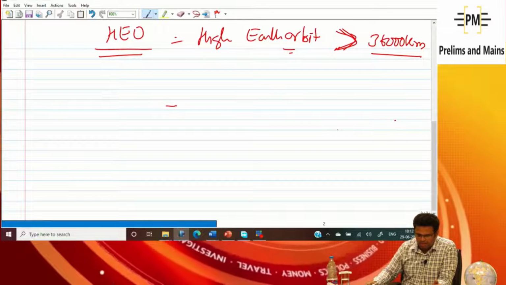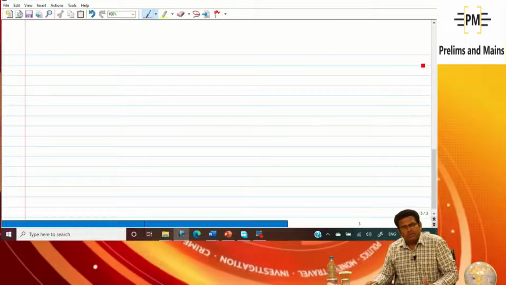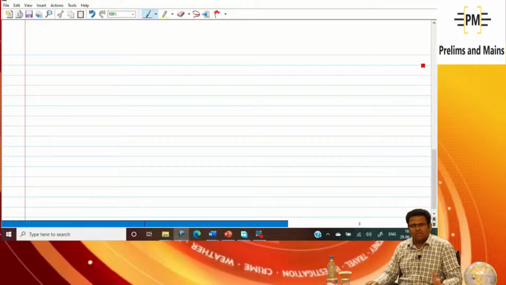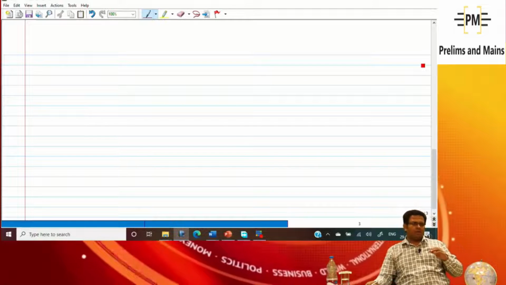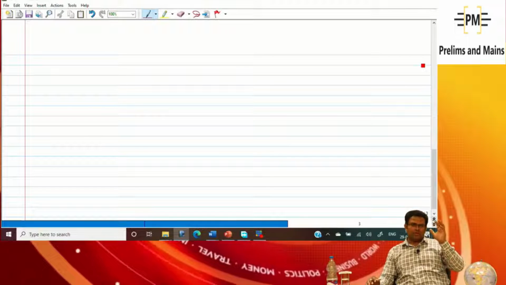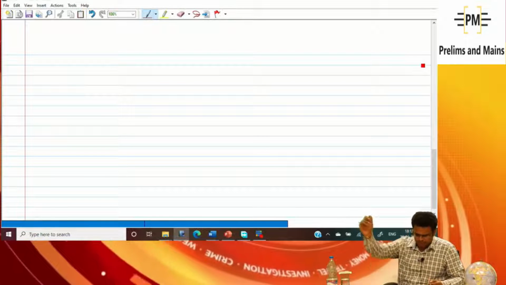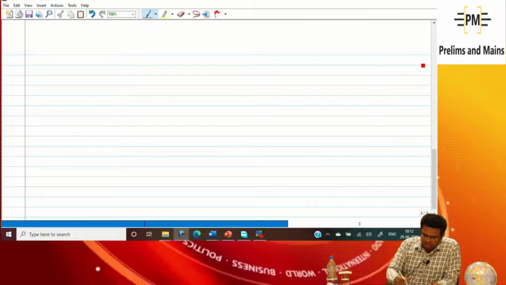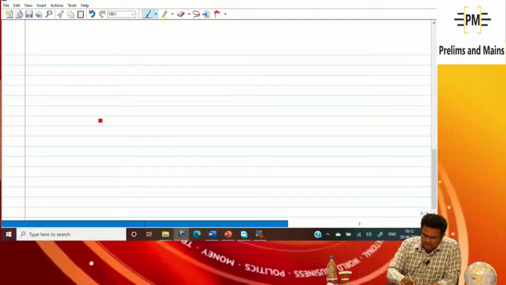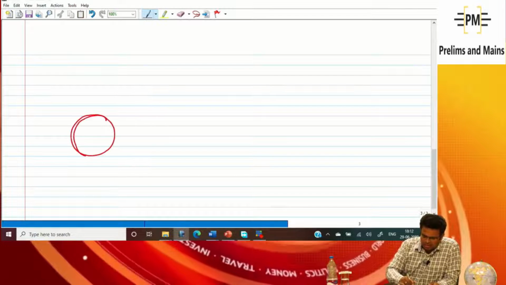Next, we have seen the different heights at which orbits have been made for the establishment of satellites in the different orbits. Generally, suppose there is an Earth.